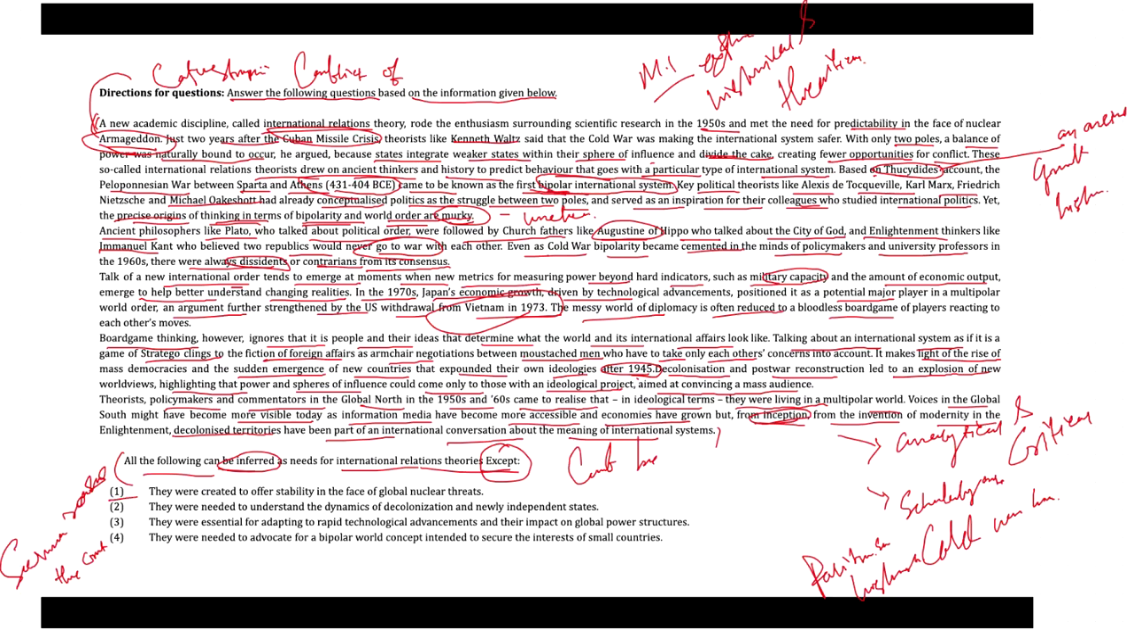The first option said they were created to offer stability in the face of global nuclear threats, right? To provide stability in the face of nuclear threats. The passage mentions that international relations theory came out to help provide stability and predictability during the Cold War, when there was a threatened nuclear war.